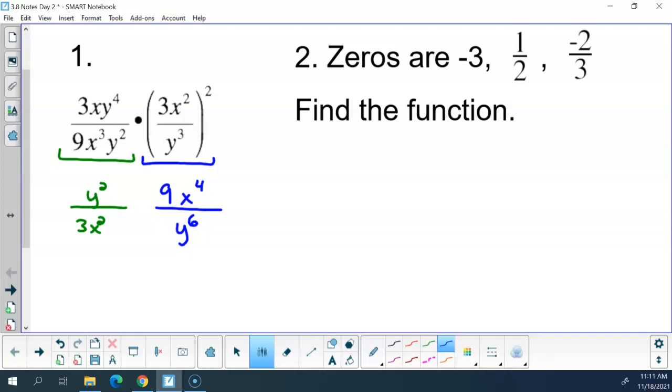Okay. All right. So now we're multiplying. So then 3 goes into 9 3 times. I've got 2 more x's on the top. I've got 4 more y's on the bottom. So my final answer here is 3x squared all over y to the 4th.